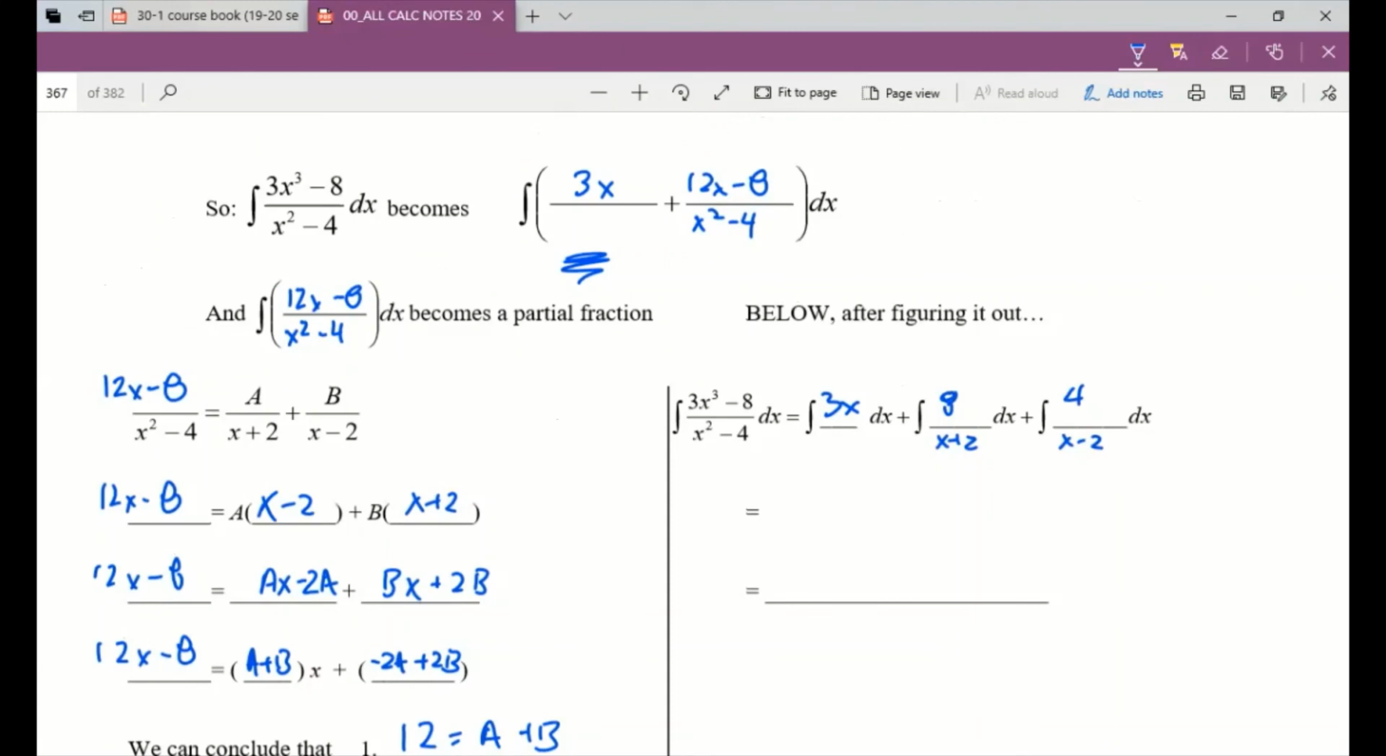We integrate each of those pieces. 3x becomes 3x squared over 2 plus 8 ln absolute x plus 2 plus 4 ln x minus 2 plus c. We'll just do that in one step.